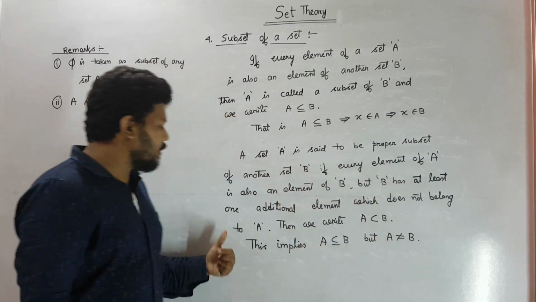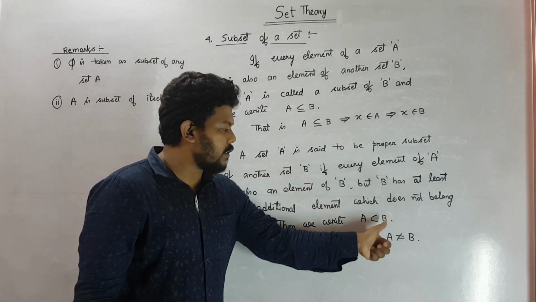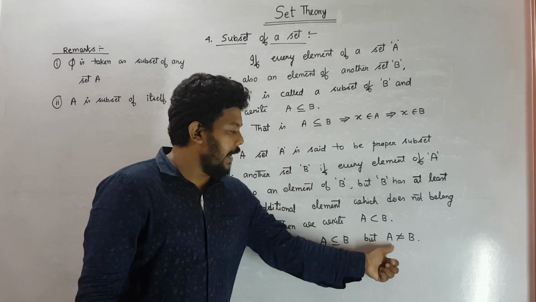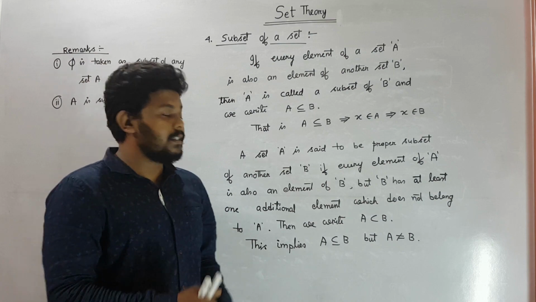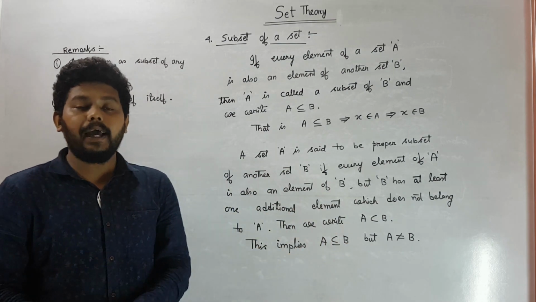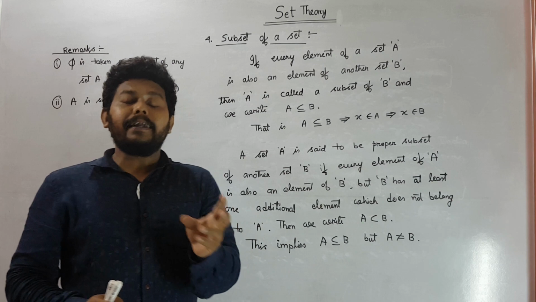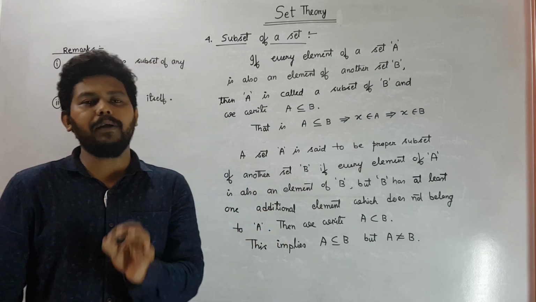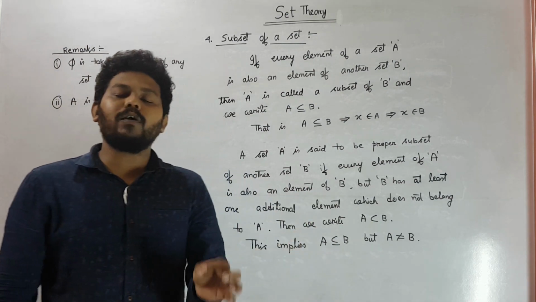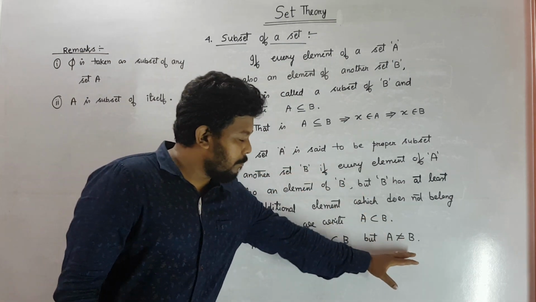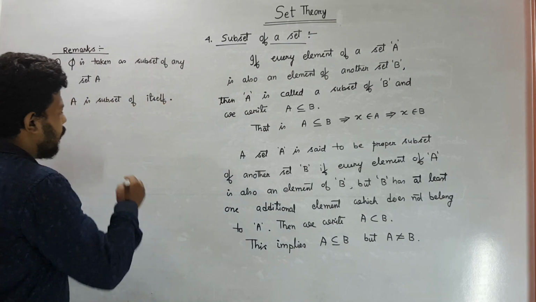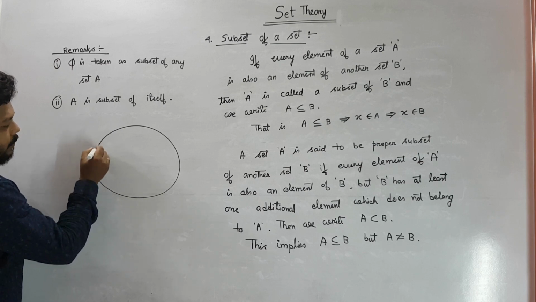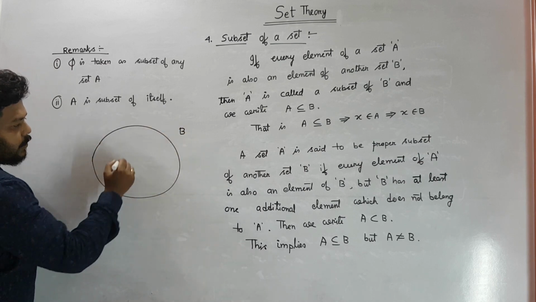Then we write A is a proper subset of set B. This implies A is a subset of B but A is not equal to B. In this case, capital A and capital B have different numbers of elements. Set A has fewer elements than set B. Every element of set A is also present in set B. For example, if I draw, this is your set B, this is your set A.